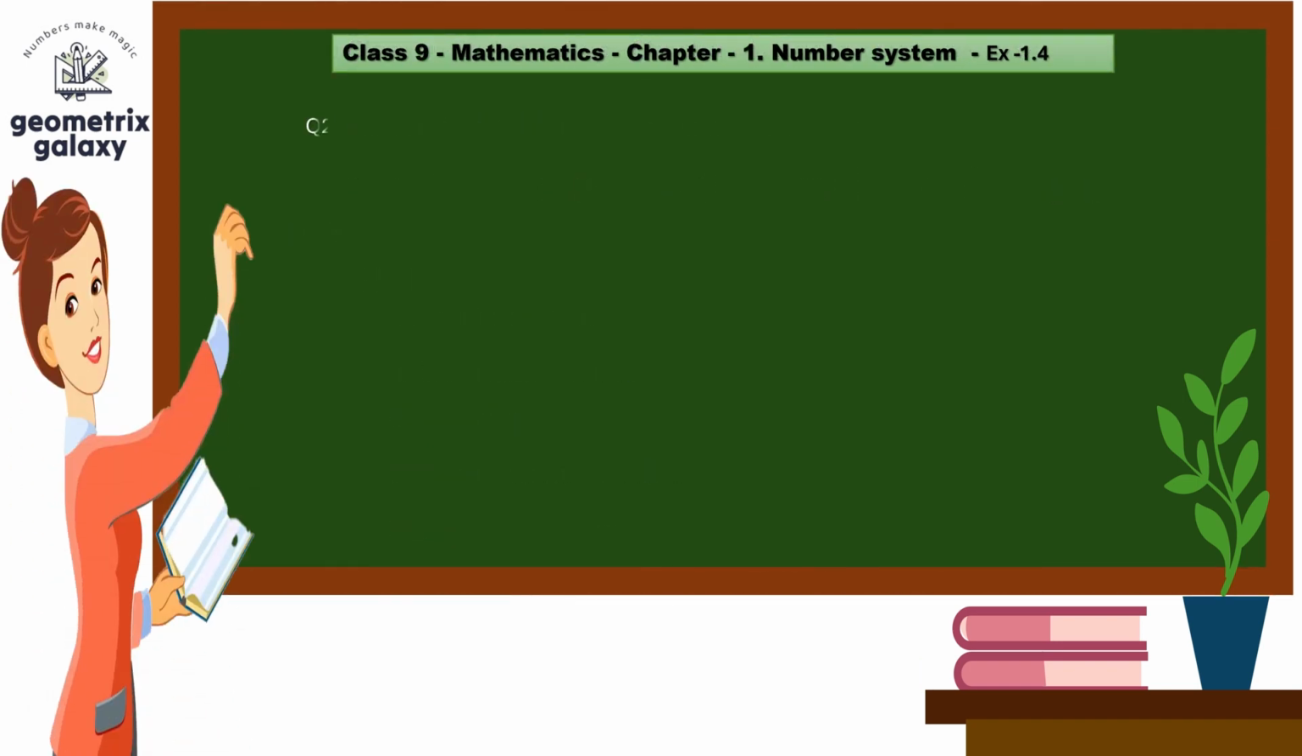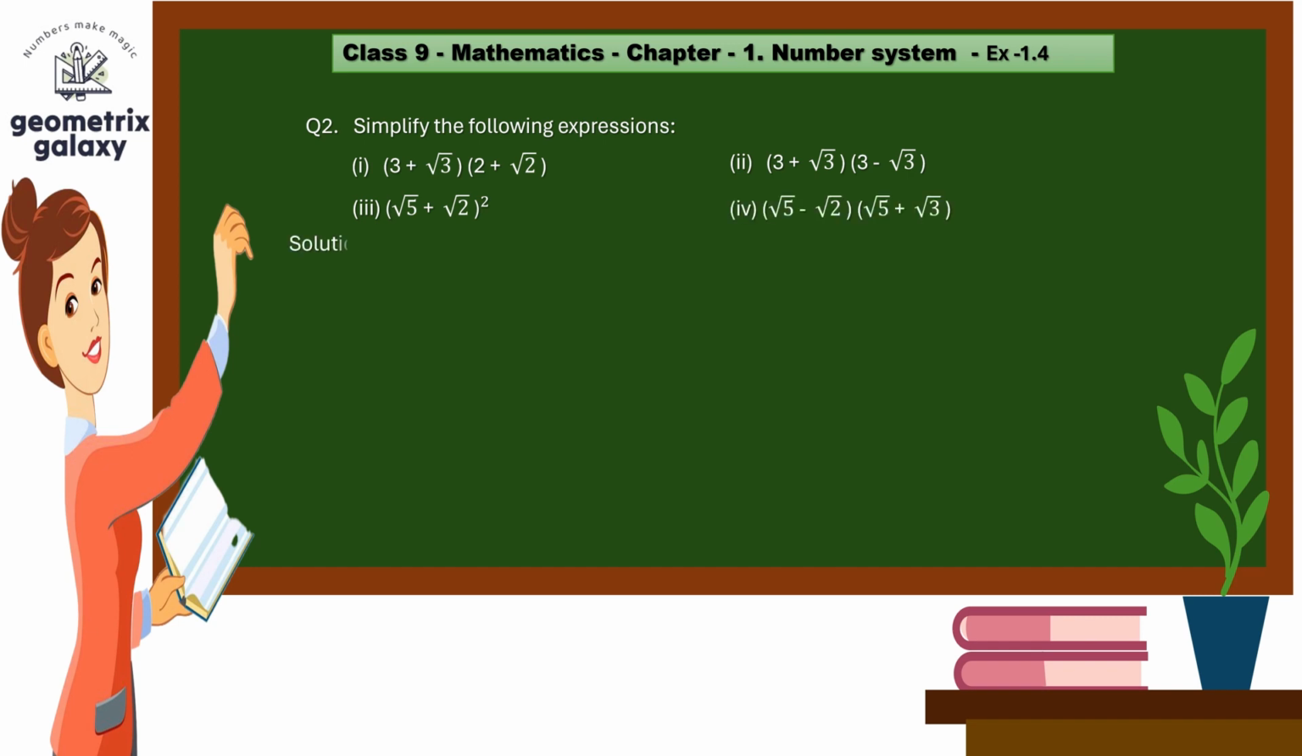Question number 2. Simplify the following expressions. Here we need to solve 4 subdivisions. Let us see one by one. The first subdivision is 3 plus root 3 into 2 plus root 2. We need to solve this problem by using distributive property. This is just like binomial multiplication in algebra. Let us consider 3 plus root 3 as first binomial and 2 plus root 2 as second binomial.